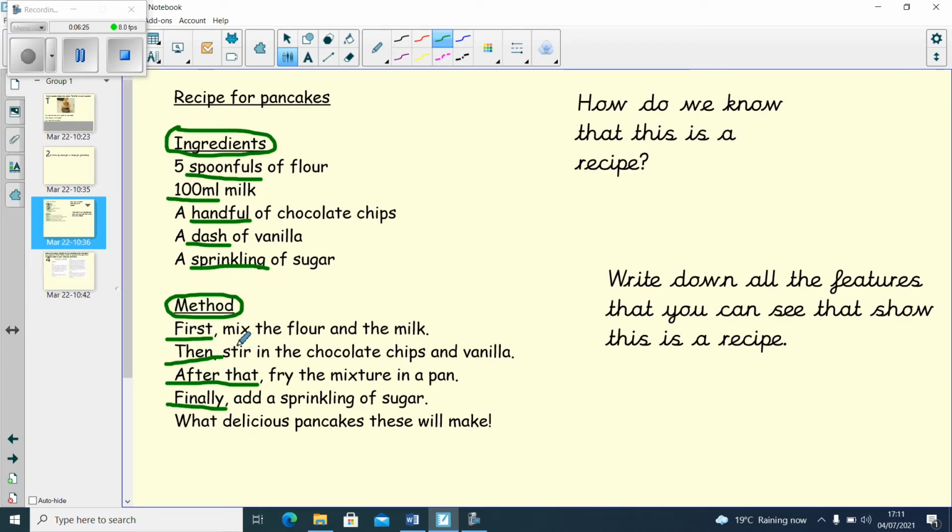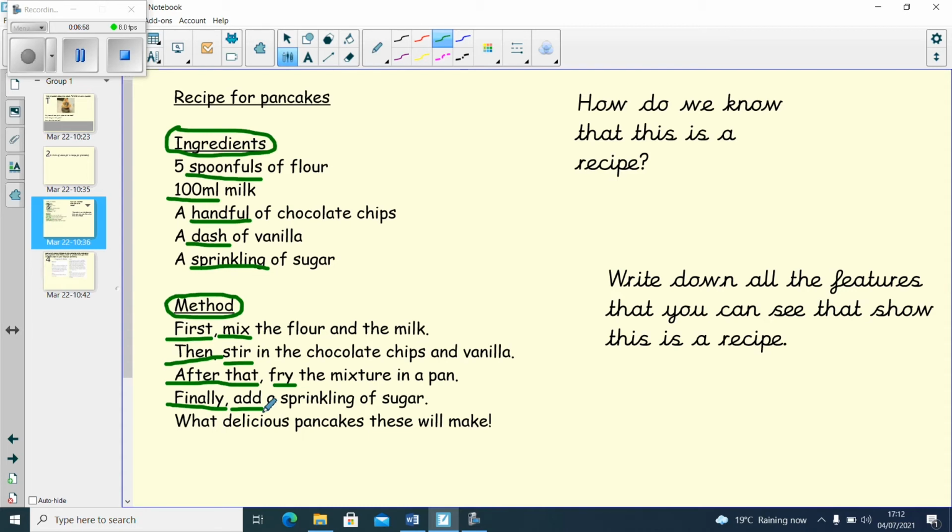Okay, we have some verbs here. Mix, stir, fry, add. Now these are telling you what you need to do, but we call these bossy verbs because they are telling you in a bossy manner you have to mix, stir, fry, add. There's no please, okay? So it's very direct. So with recipes, they put a lot of bossy verbs in.